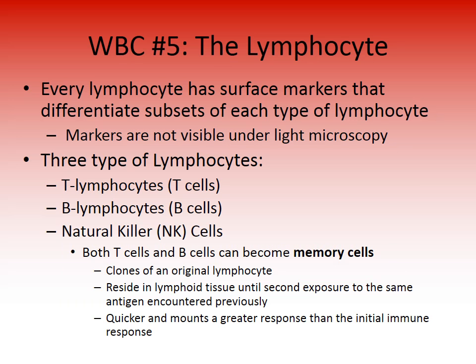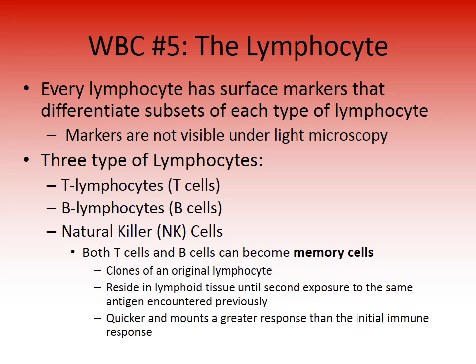So every lymphocyte has a surface marker that differentiates subsets of each type of lymphocyte. Okay, so there's different types of lymphocytes, and this is where lymphocytes can start getting a little bit confusing. And the markers on these lymphocytes, you can't see them when you're looking under the microscope doing your differential. But there's 3 different types of lymphocytes, and there's going to be surface markers on these lymphocytes that are going to differentiate all 3 of them. Again, you can't see that on your typical light microscope.